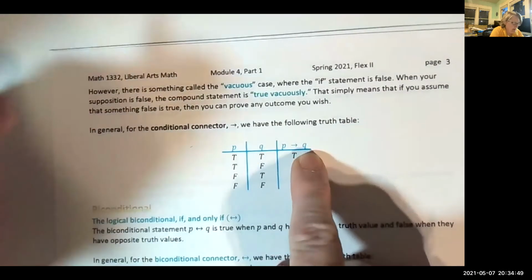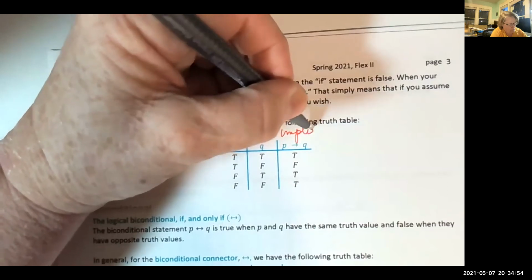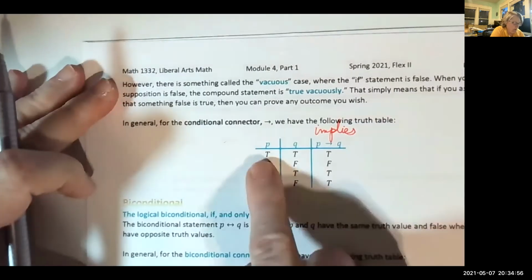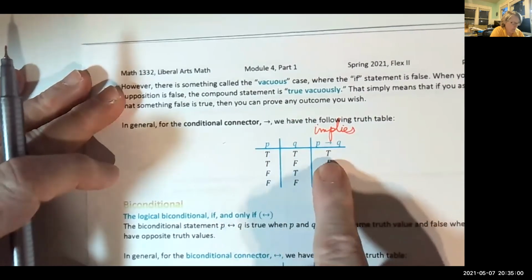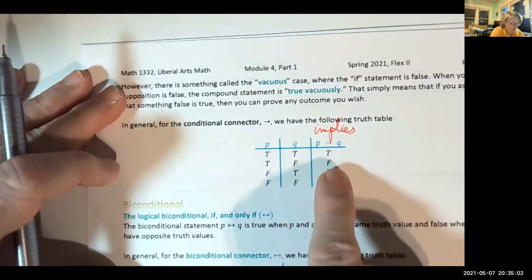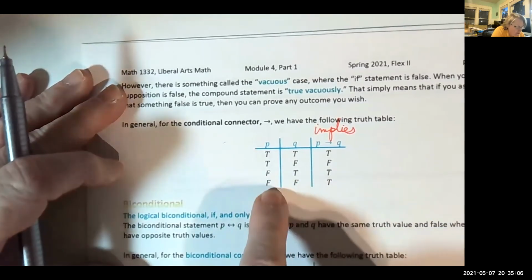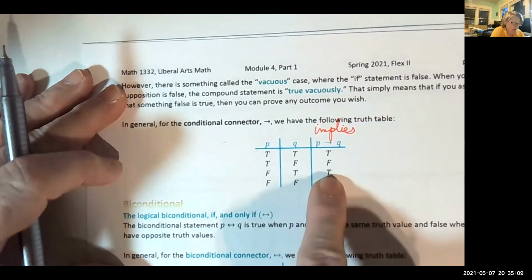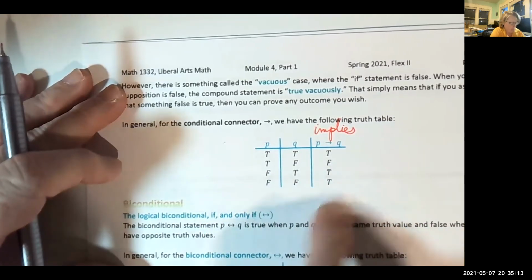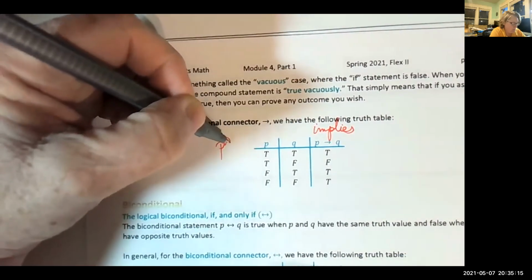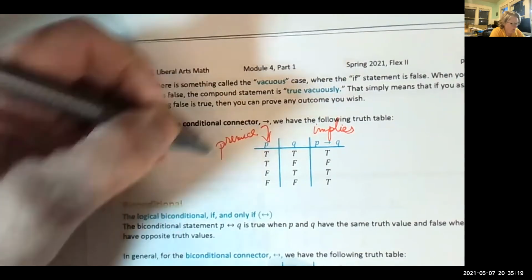So with implication, with implies, true implies true is true, true implies false is false, false implies true. A false premise always leads to a true outcome. That's the if.